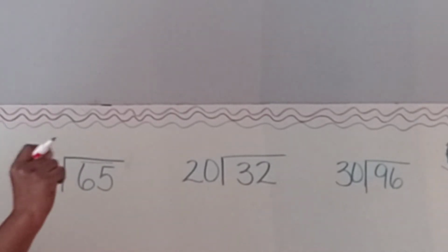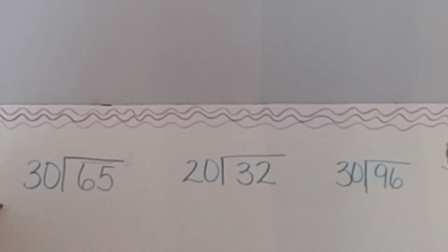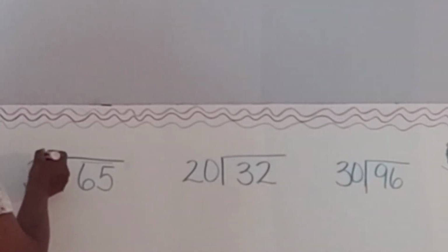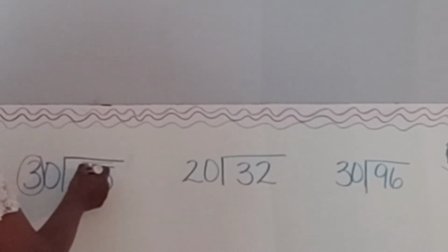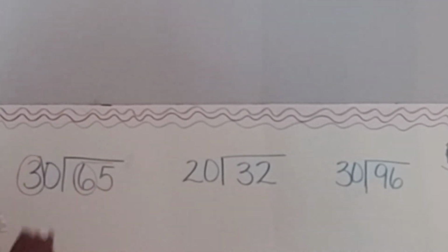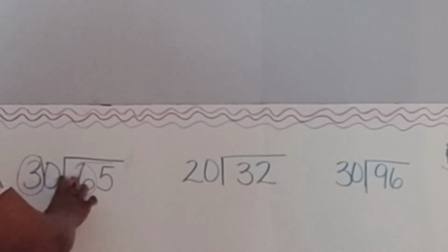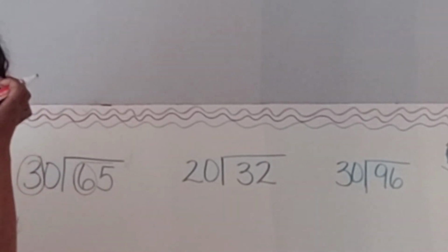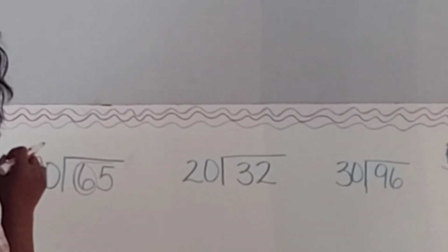But since we don't know a 30 table, we're not going to ask how many 30s are in 65 because that's like 30 plus 30. No, we're just going to simply break it down easier. We're going to use these 2 numbers right here. Even though we're doing both, we're going to start with these 2. That will help us with our answer. It's an easier way of figuring out the answer.